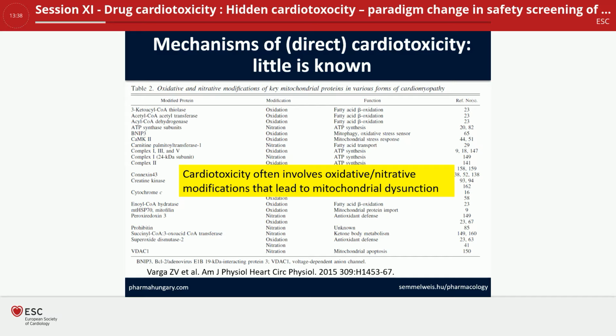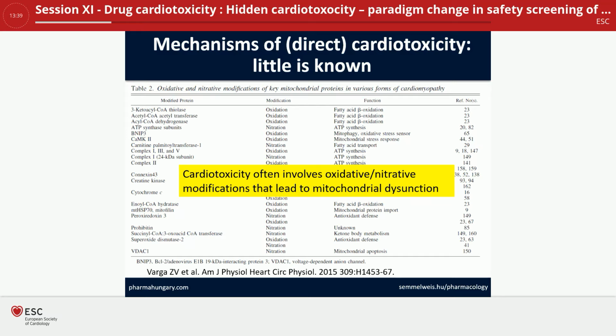So what are the mechanisms of this cardiotoxicity? I call this direct cardiotoxicity, which is evident, but the mechanisms are not known. If we knew the common mechanisms of cardiotoxicity, that would be easy for the drug developers, but unfortunately we still don't know the mechanisms.